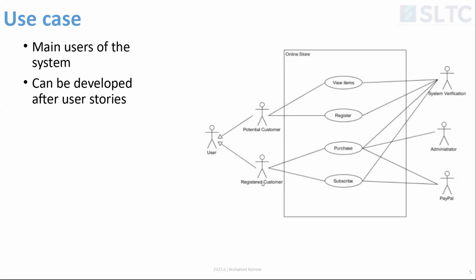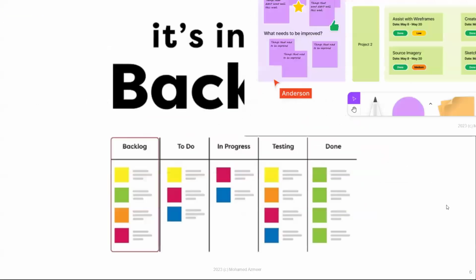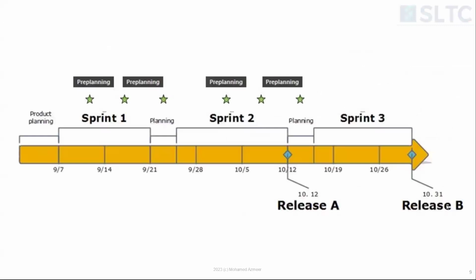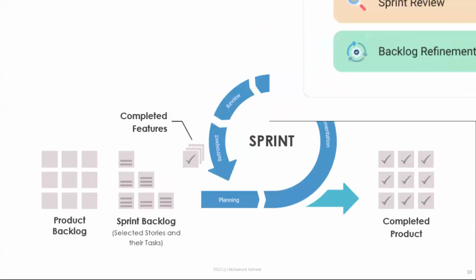Customer is another role. We have a verifier can be another role. Administrator can be another role. And PayPal can be another role. So why is that important? Because when it comes to permission, we need those roles. So we don't allow everyone to do everything.